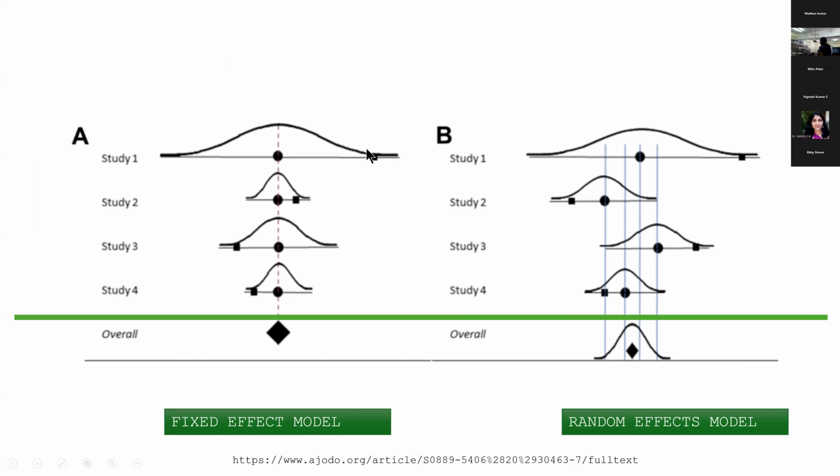Now I just want to talk about tau square. So where does tau square come into use? When you're doing meta-analysis, you have two models. You either have a fixed effect model or a random effects model. So what is the fixed effect model?